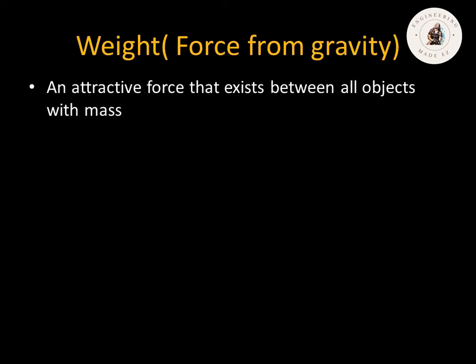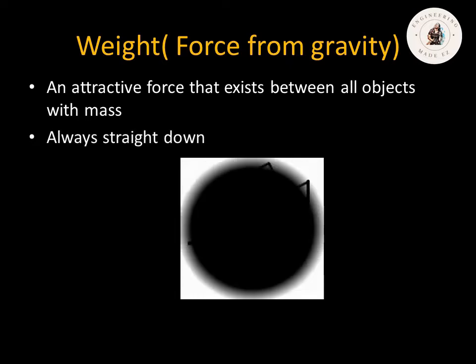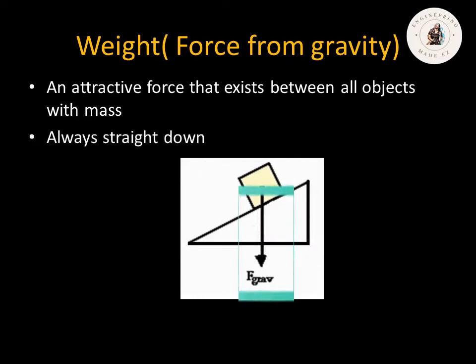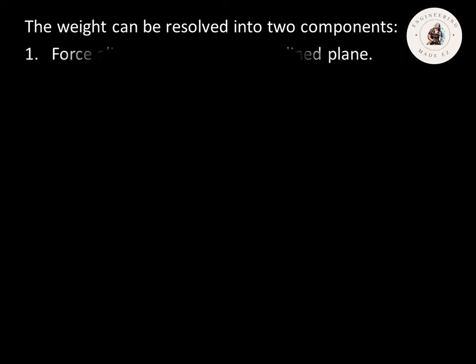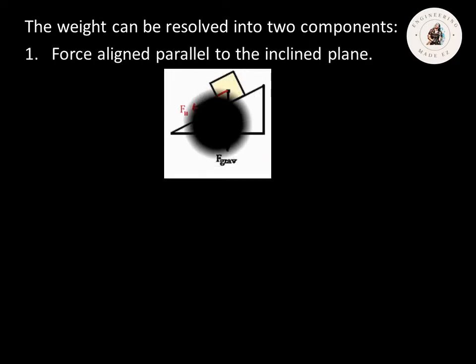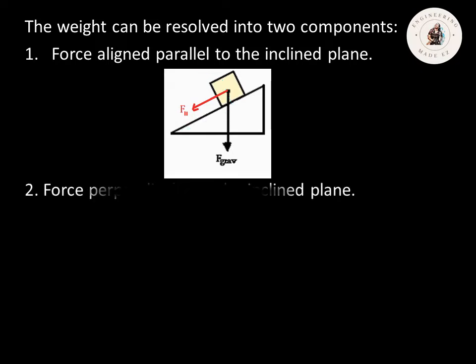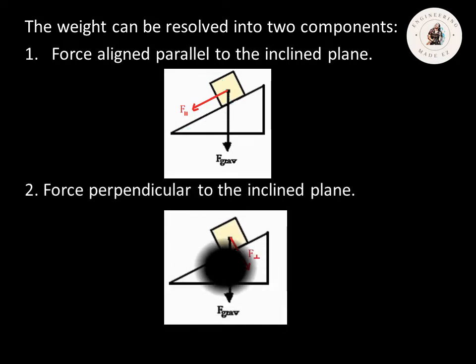Weight or force from gravity is an attractive force that exists between all objects with mass. It is always straight down, as seen in the given diagram below. The weight can be resolved into two components. First is the force aligned parallel to the inclined plane. Second is the force perpendicular to the inclined plane.